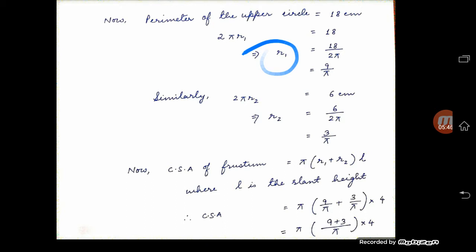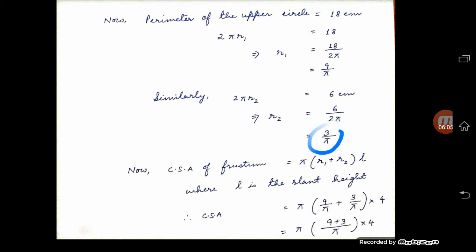Similarly, we apply the formula for perimeter of the circle for the smaller circle. Twice pi r2 will be 6. r2 will be 6 divided by 2 pi. So 6 divided by 2 pi, 6 divided by 2, we will get 3 by pi.